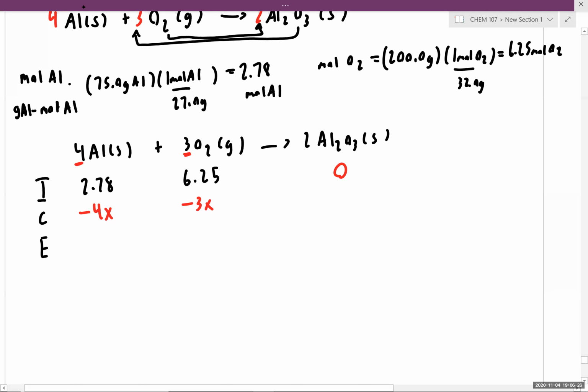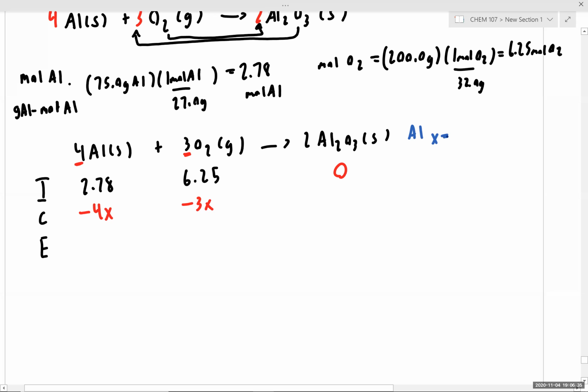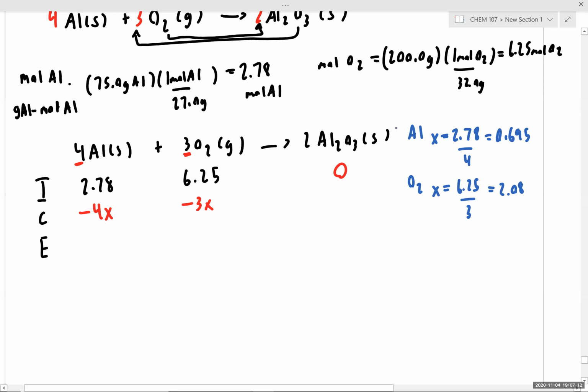Okay, so then all we have to do now is solve for x for each of our reactants. For aluminum, x is equal to our initial moles divided by the reaction coefficient, which gives us 0.695. For oxygen, x is equal to our initial moles over our reaction coefficient, and that gives us 2.08. So from this data, as we discussed, the limiting reactant is the smallest value of x. Which reactant is limiting? Aluminum, exactly right. So aluminum is limiting, and as a result, we're going to plug this value of x into our ICE table.